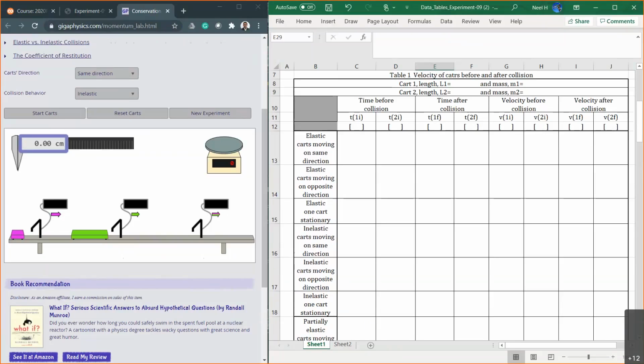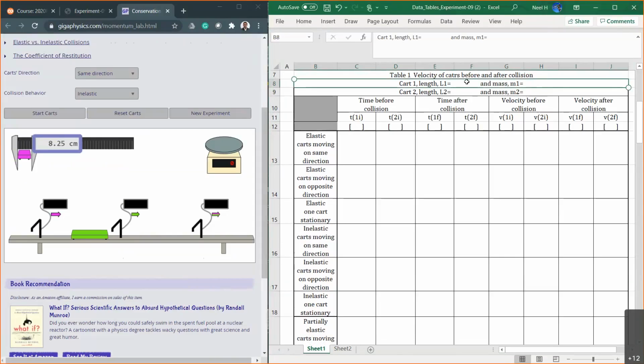Step number one, I need the length of these carts. You can click this cart and put it inside here. That's a vernier caliper, and it will give you a number, the length of the cart. Let's put that information in here. The length of cart number one is about 8.25 centimeters, but I need the unit of meters, so this should be 0.825 meters.